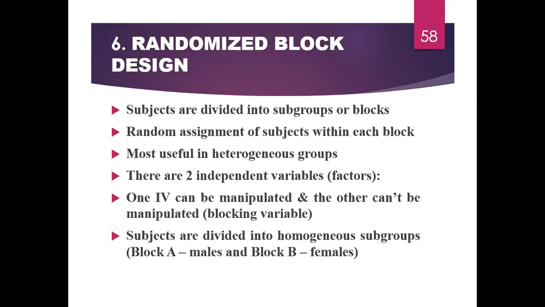Now the randomized block design. Subjects are divided into subgroups or blocks, with random assignment of the subjects within each block. It is most useful in heterogeneous groups. There are 2 independent variables or factors. Only one independent variable can be manipulated, and the other cannot be manipulated, and it is known as the blocking variable. Subjects are divided into homogeneous groups, block A for the males and block B for the females.